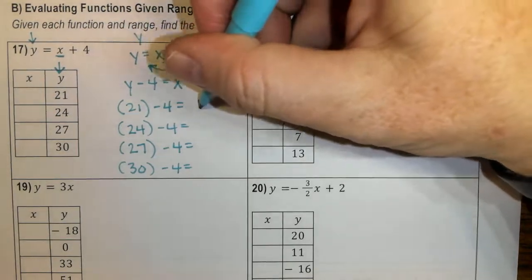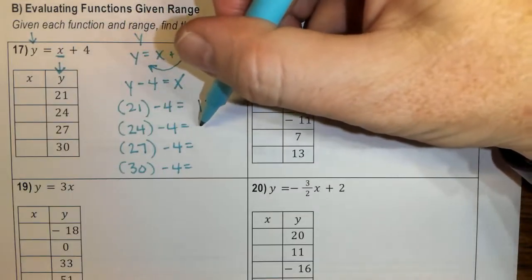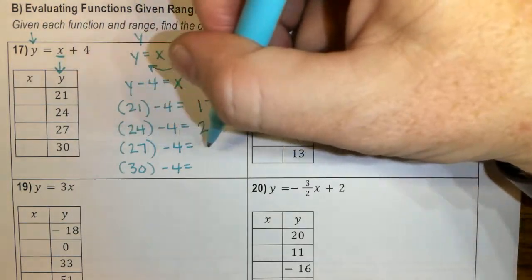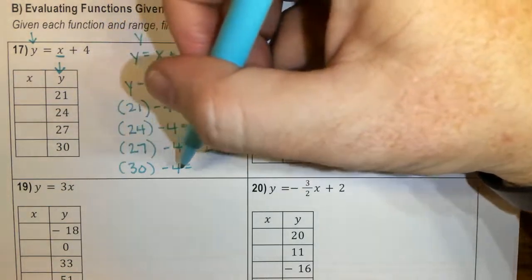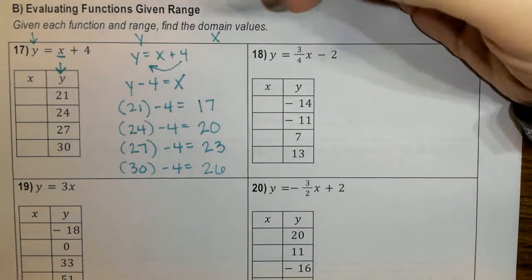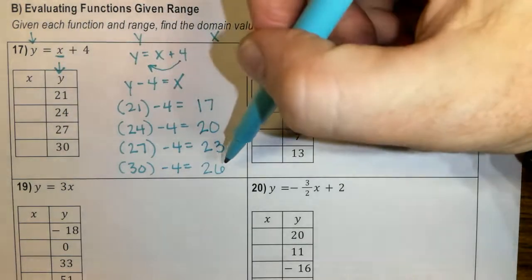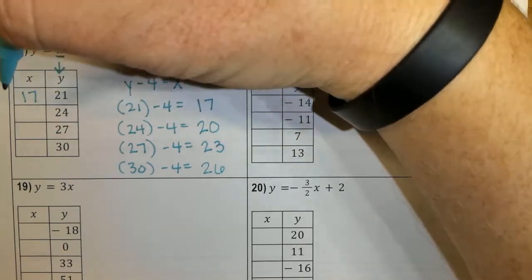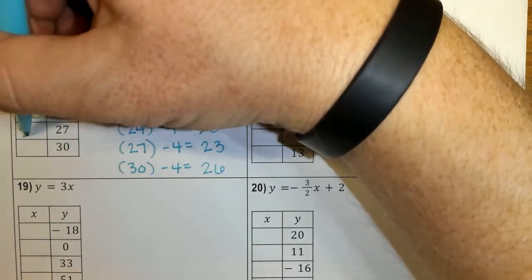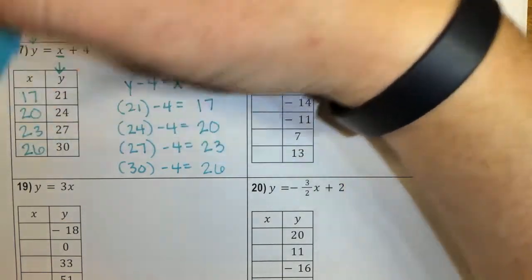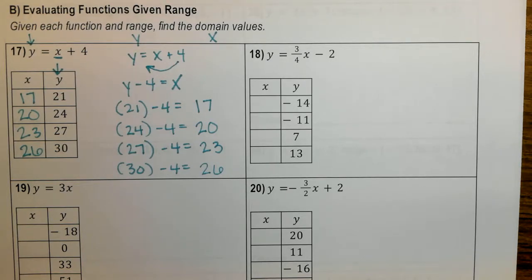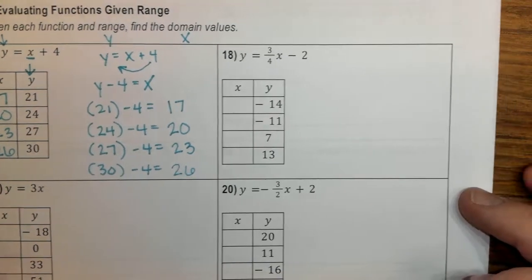So now this one's very simple to do. 21 minus 4 is 17. 24 minus 4 is 20. 27 minus 4 is 23. And 30 minus 4 is 26. Now to fill in my table, right, I just put these numbers over here. They're already in order. And I'm done. So it's again a little bit more than what we did before, because I have to solve for x first. But once you do that, then it's the same. You're just plugging in a number, okay?